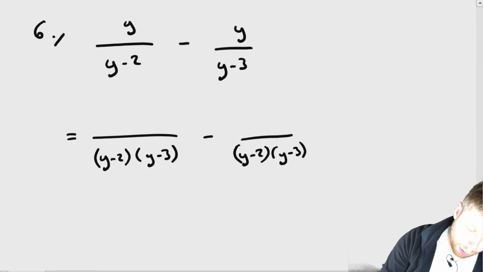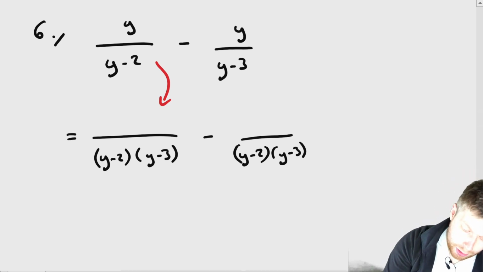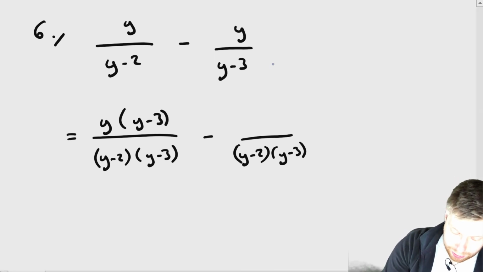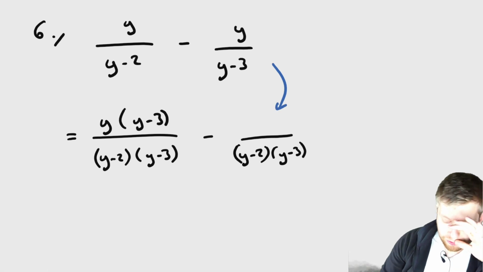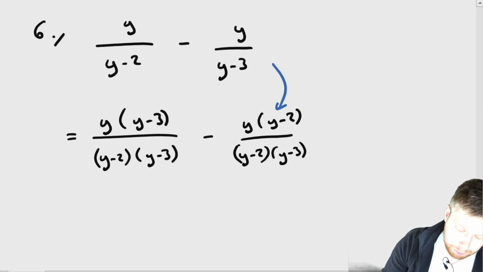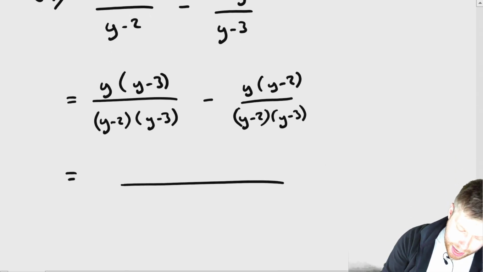Okay, fine. Now, what have I multiplied the first fraction by in order to get a y minus 2, y minus 3 on the denominator? Multiplied by y minus 3. So in other words, I take the y, which I originally had, and I multiply that by y minus 3. All right. Now, let's have a look at the second fraction. Well, what have I multiplied by to get y minus 2, y minus 3 on the denominator? I've multiplied by y minus 2. So I take my original y and multiply that by y minus 2. Okay, fine. Now, I'm just going to write this as one big fraction.